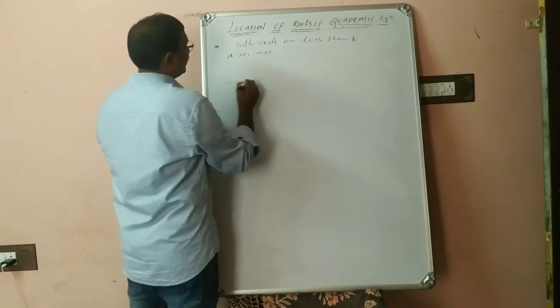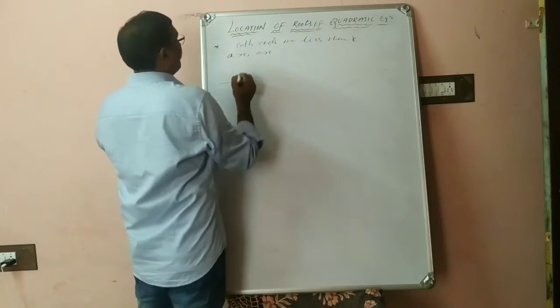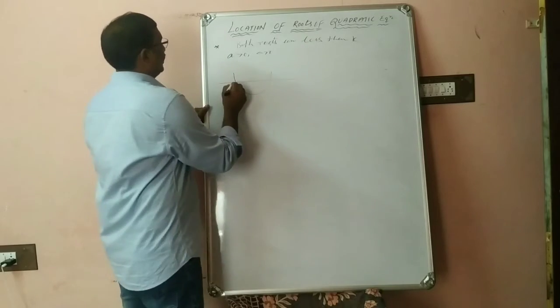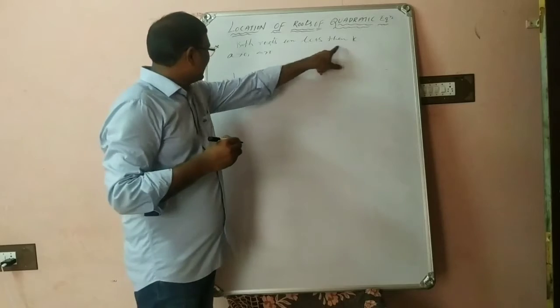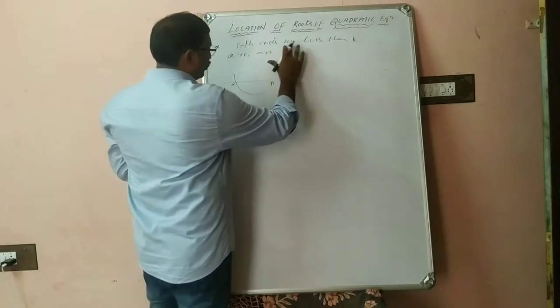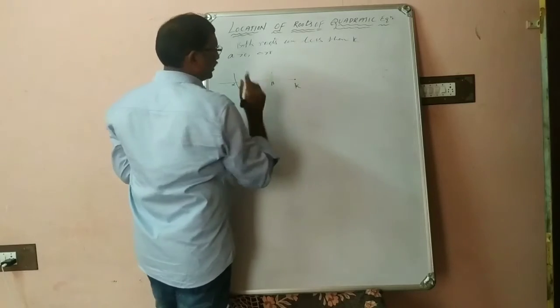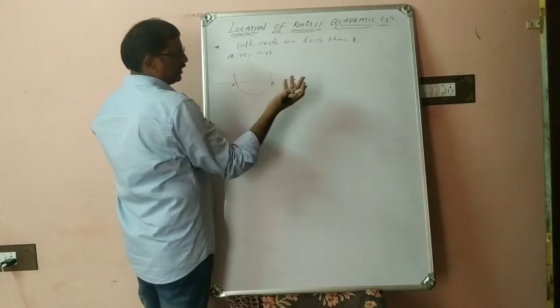So take a number line. You get an upward parabola, so wherever you want you can take it. This is the upward parabola, so alpha and beta. What is our condition here? That alpha and beta both are less than K. So K must be here. Now, alpha and beta are less than K. The roots are less than one number, that is K.